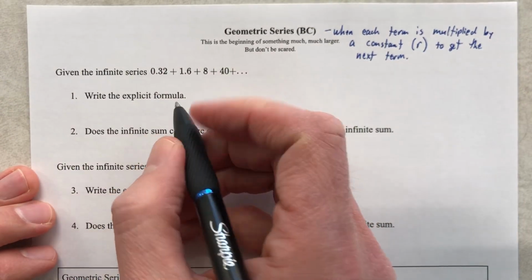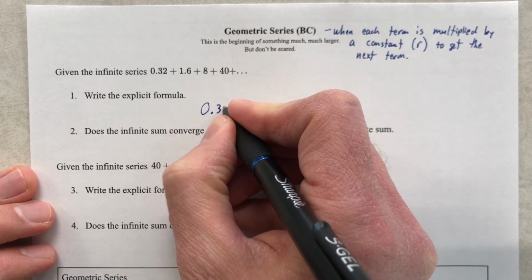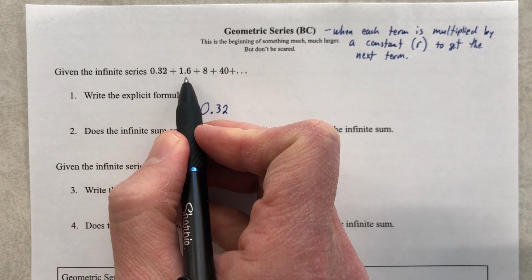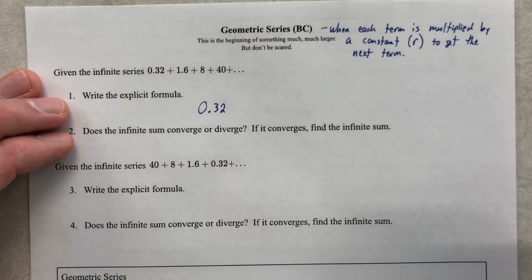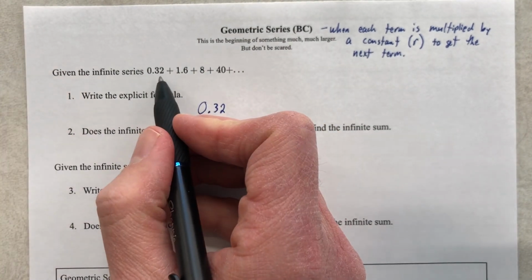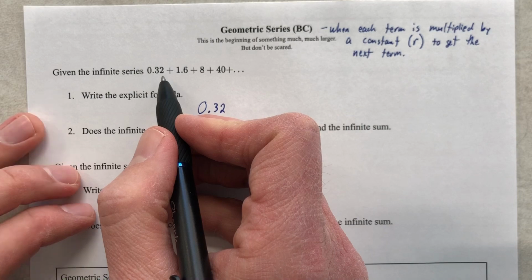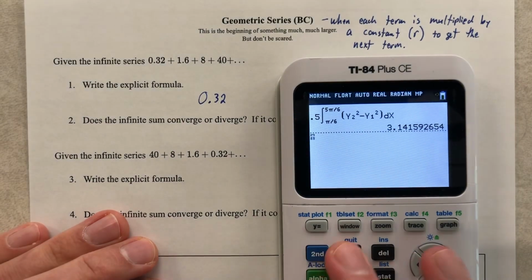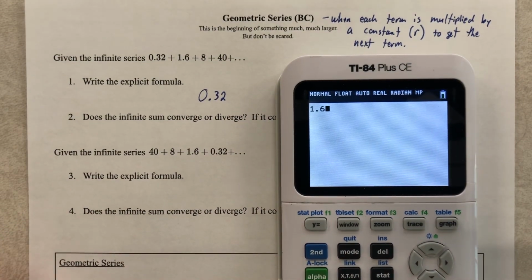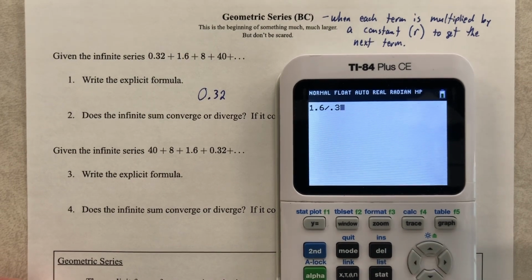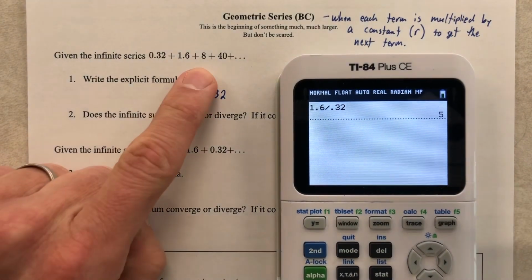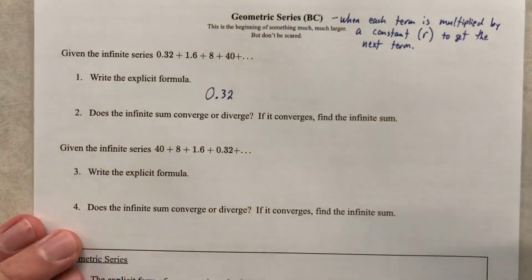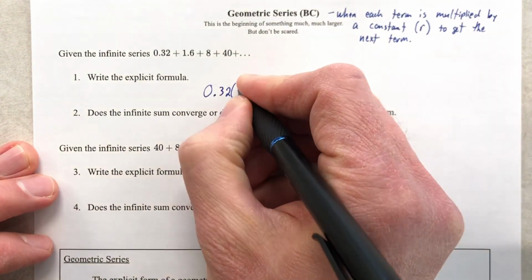So the explicit formula is going to be, well, let's see, I know the first term, and to go from here to here, I would multiply by what? Not obvious necessarily, but you can tinker with it a little bit. Best way to do it actually is do 1.6 divided by 0.32, and I'll go ahead and tell you we're multiplying by 5 here. Let me grab a calculator. I want to prove it to you. If we do 1.6 divided by 0.32, we get 5, but it needs to consistently work. So 8 divided by 1.6 is also 5, and 40 divided by 8 is 5. That one's a lot more obvious. So we're multiplying by 5 every time.